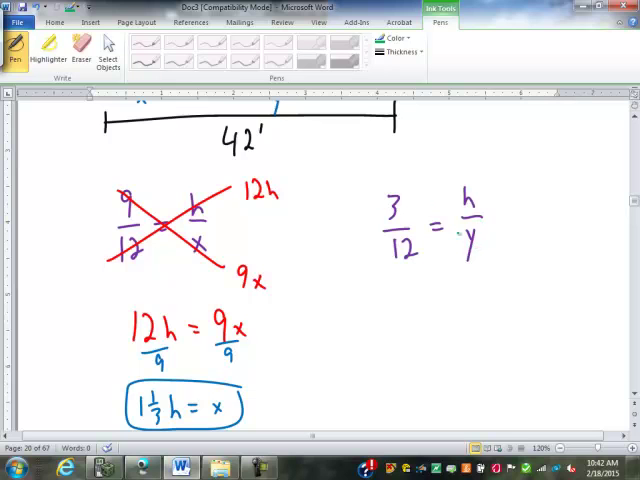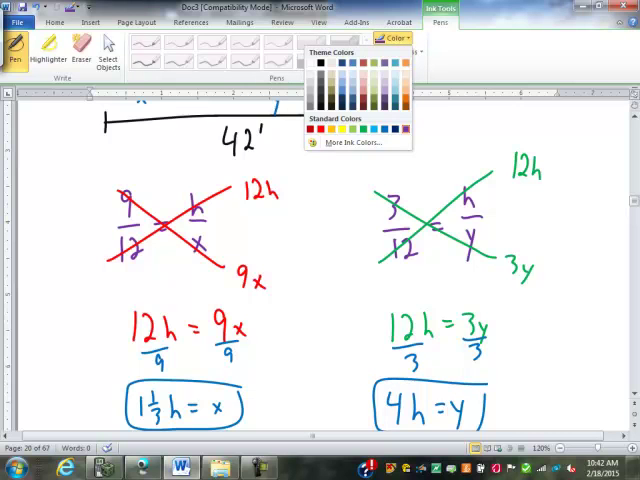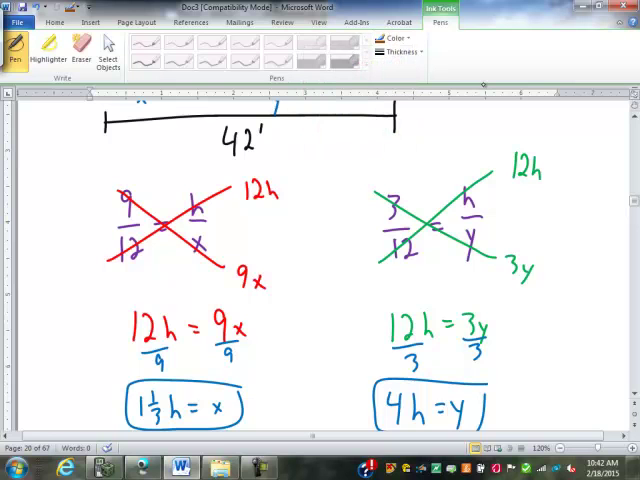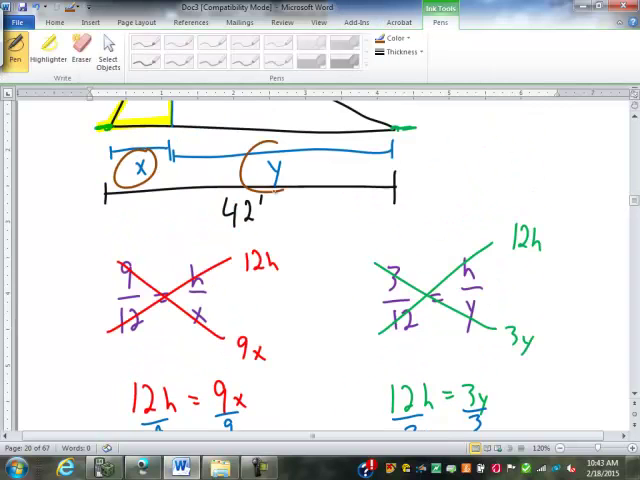Do the same over here. 3 times Y is 3Y. 12 times H is 12H. So we now have 12H equals 3Y. Divide by 3. 4H equals Y. Well, that in itself is not going to get us anywhere. But there's another relationship between X and Y that we know here. X plus Y has to be 42.